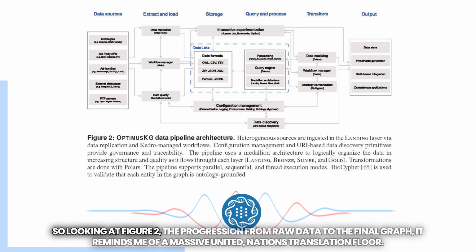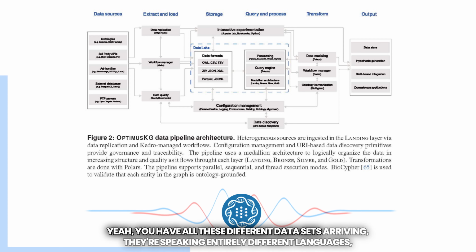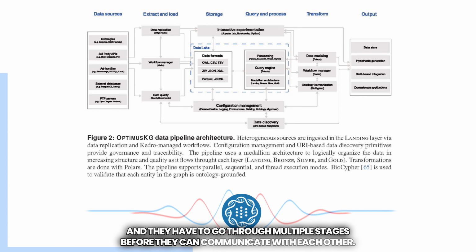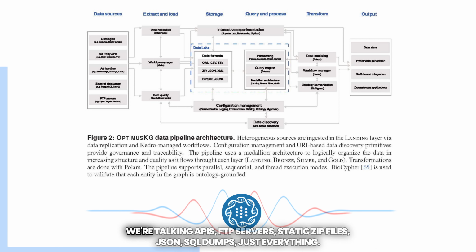So looking at Figure 2, the progression from raw data to the final graph reminds me of a massive United Nations translation floor. You have all these different data sets arriving, speaking entirely different languages, and they have to go through multiple stages before they can communicate with each other. Exactly. Let's break that down, starting with the landing layer. In the landing layer, raw data arrives from highly heterogeneous sources. We're talking APIs, FTP servers, static ZIP files, JSON, SQL dumps. Just everything.